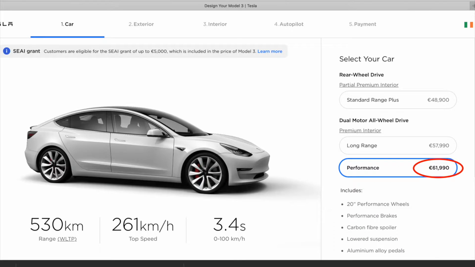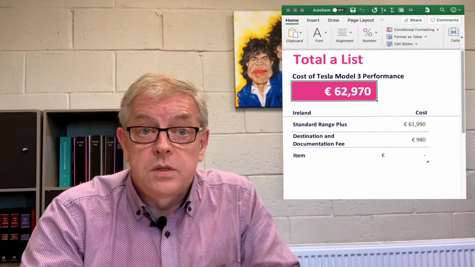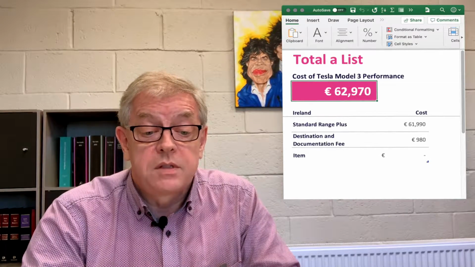I decided to look a bit deeper into this and perhaps have a look at a different model of the Model 3. Let's look at the performance model and see how its pricing stacks up. You can see on your screen now I've circled in red the price for the performance model in Ireland. It's 61,990. Let's do the basic calculation again. 61,990 plus 980 euros gives you a total of 62,970.